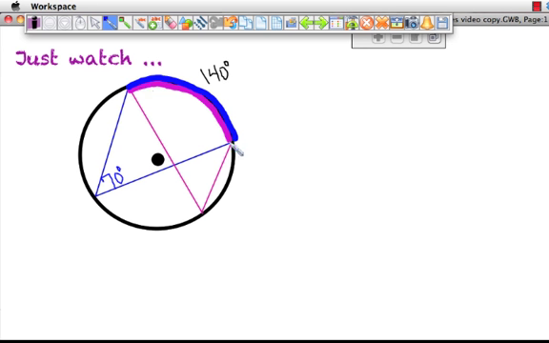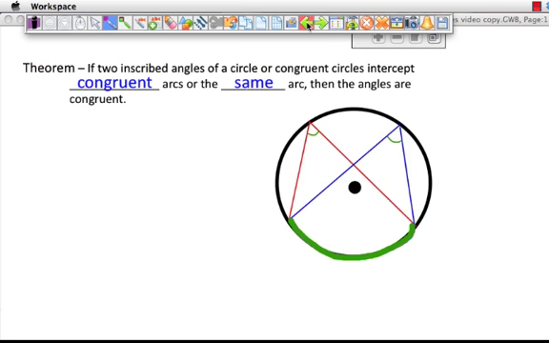And look at the purple one. It's the exact same arc. It's 140. But if you're going to do the angle, you take half of it and you get 70 degrees again. That's why these two angles will always be the same, because they're half of the exact same thing. They're both half of the same arc. So anytime you have two angles that intercept the exact same arc, make those two angles equal to each other.